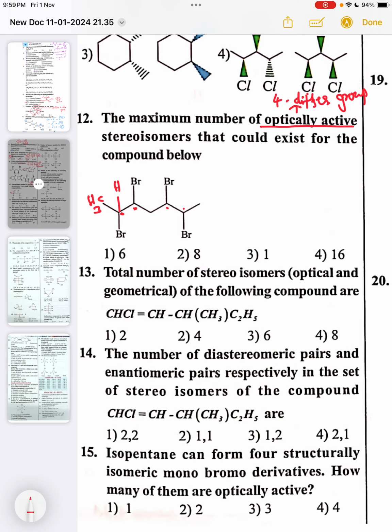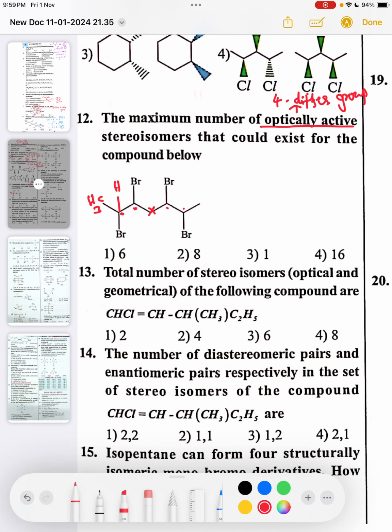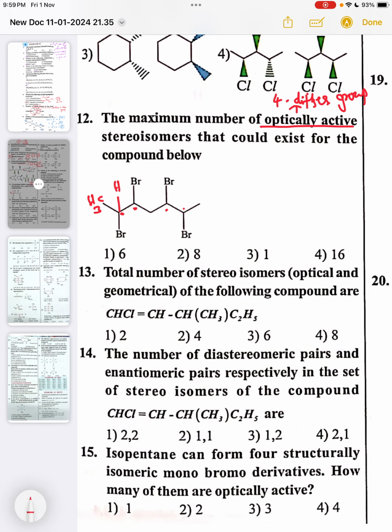Total how many chiral carbons? Four chiral carbons are present, right? But this one is not a chiral carbon because two hydrogens are present on the same carbon. Around carbon there should be four different groups, then only it is considered as chiral carbon, right? And see, in this molecule there is a symmetry. For the symmetric molecule, with an even number of chiral centers and with an odd number of chiral centers, we have different formulas.